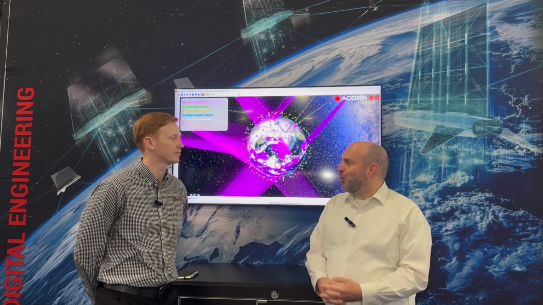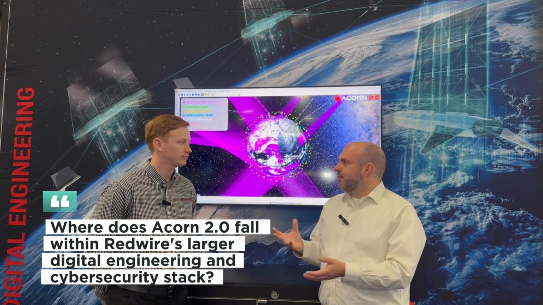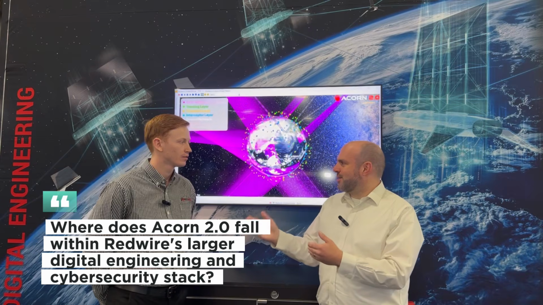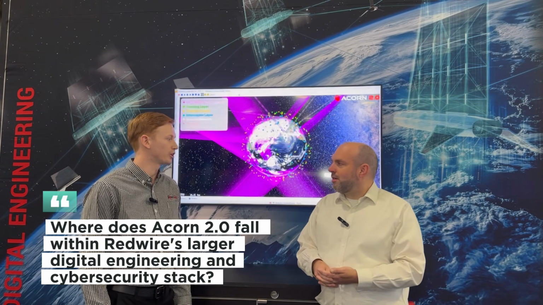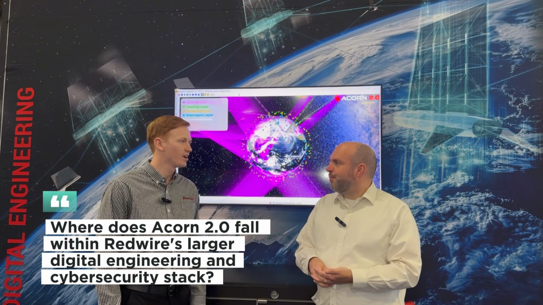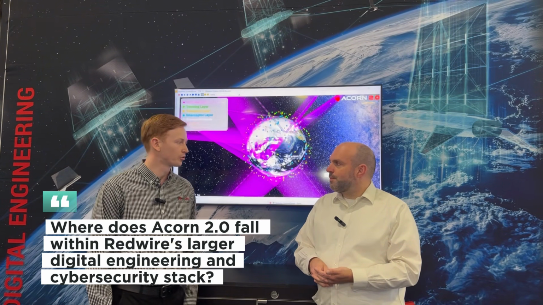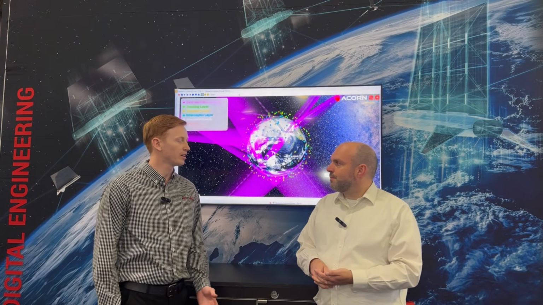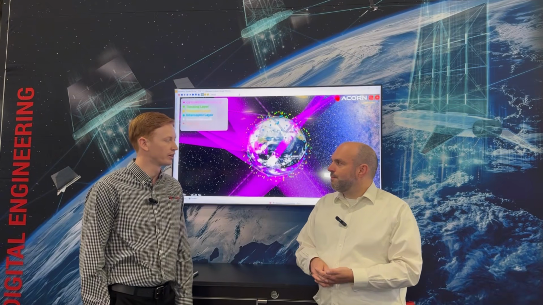Very cool. Lots going on. You're right, no shortage of problems. How does Acorn 2.0 fit in with your technology and cybersecurity stack? I mean, it's pretty complex. Good question. There are multiple layers to Redwire's digital engineering ecosystem, as we like to call it. I'd like to name two of them: Dempsey, and then Acorn 2.0, which we've already been talking about. Dempsey is utilizing commercial off-the-shelf capabilities. We're not reinventing the wheel there.